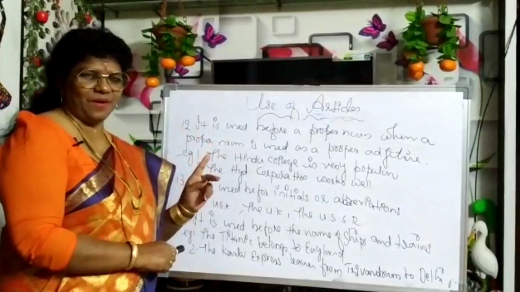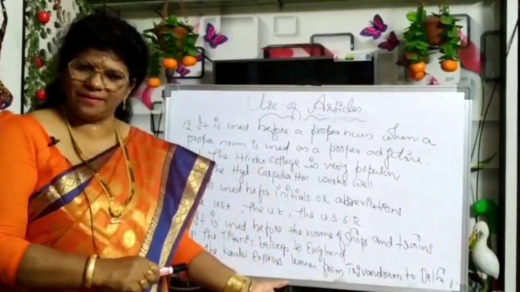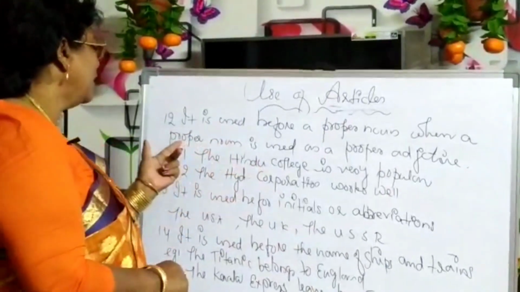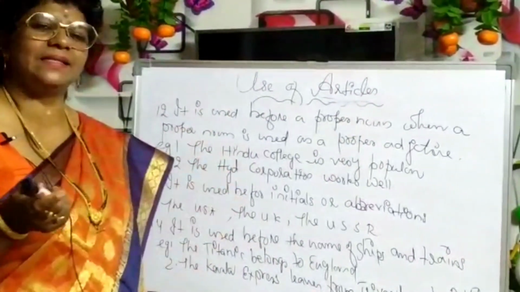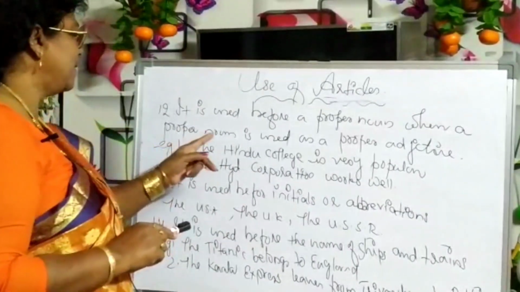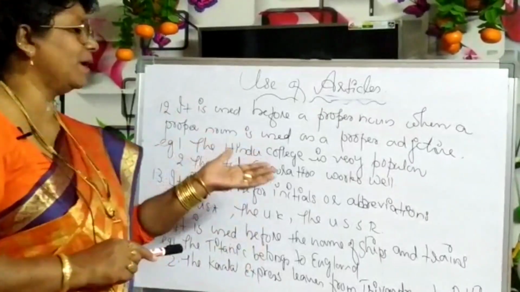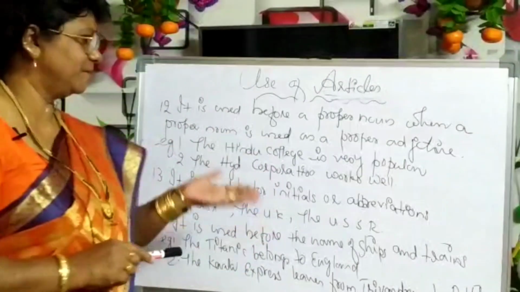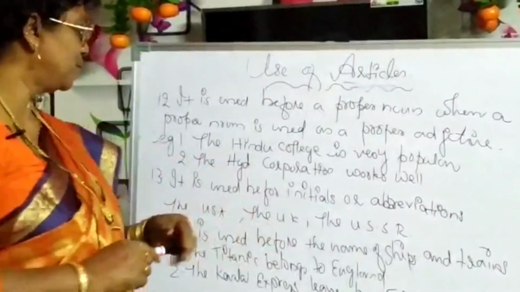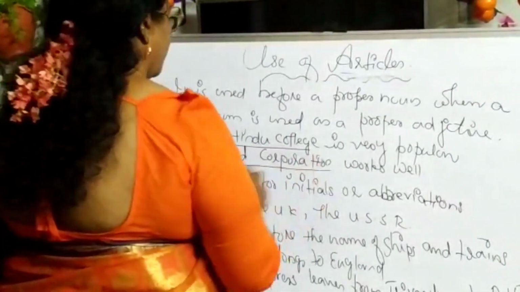12th rule. Are you all remembering the rules we discussed now? It is used before a proper noun when a proper noun is used as a proper adjective. Example, the Hindu college is very popular. The Hyderabad corporation works well. So here, the Hindu college and the Hyderabad corporation.